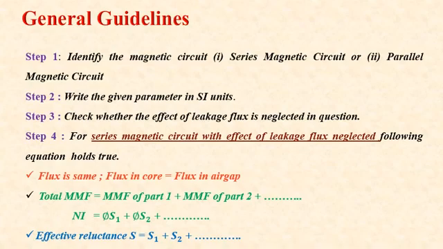Total MMF, that is Ni, where N is the number of turns and I is the current through the coil, will be equal to phi S1 plus phi S2 plus etc., where phi is your flux and S1, S2, etc. are the reluctance of each part. Effective reluctance S will be equal to S1 plus S2 plus etc. So whenever you do a problem, please keep following steps in mind so it will be easy to solve the magnetic circuits.